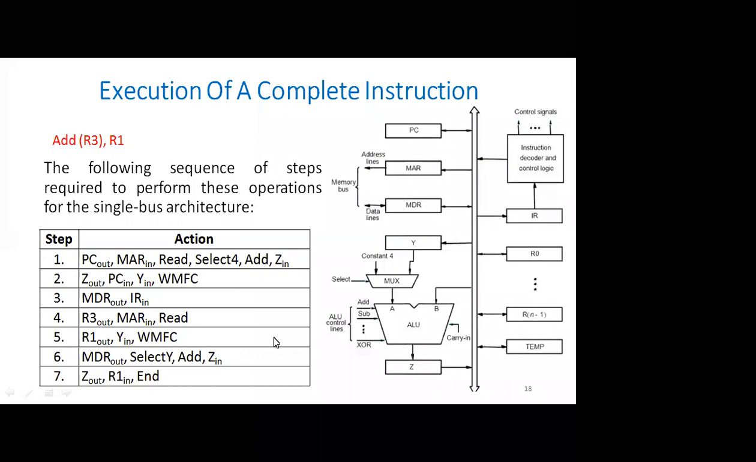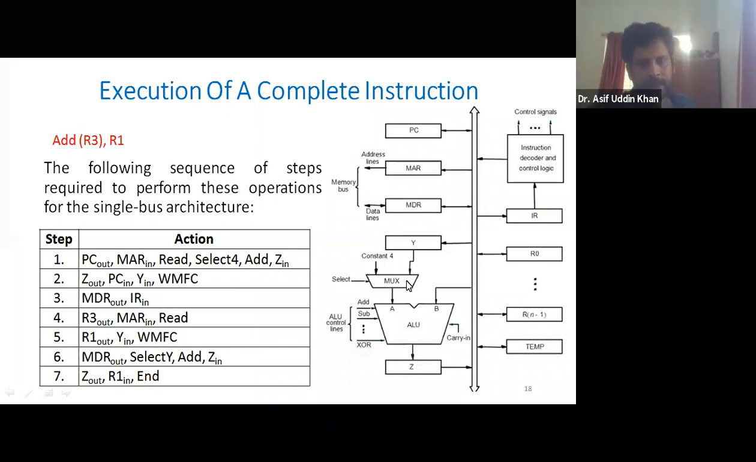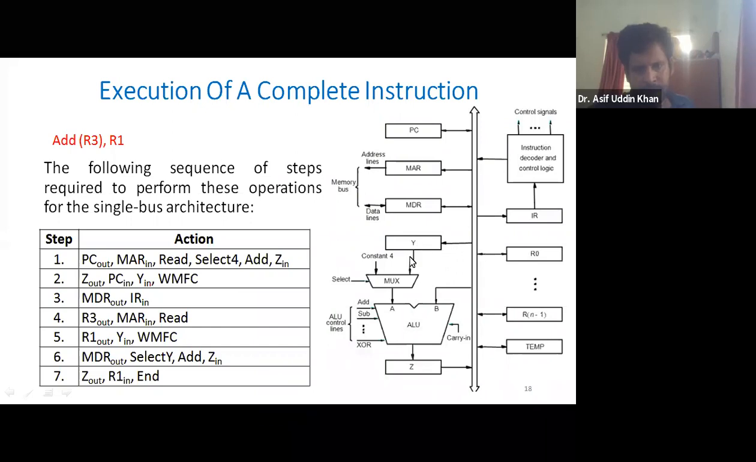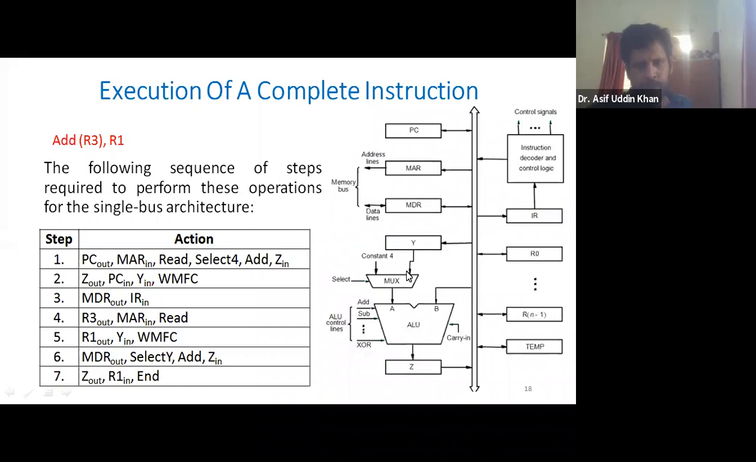Sir, can you once more tell what select is for? Yes. This is a multiplexer, right? A multiplexer takes multiple inputs and gives one output. This is a temporary register Y, which takes data from the common bus. The multiplexer takes two inputs: one from this Y register, and the other a constant value, 4. There is a select input given to this multiplexer.